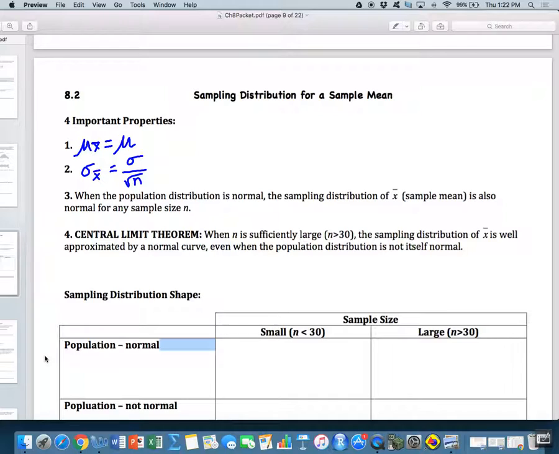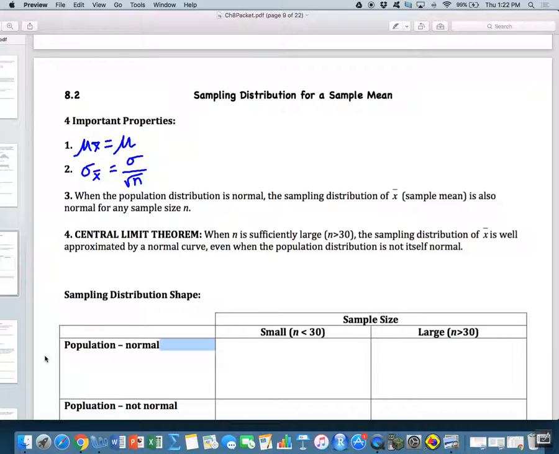Third one, if the population is normal, the sampling distribution is also normal, regardless of the sample size. Last one is the central limit theorem, which you guys already wrote down. If n is large, so greater than 30, the sampling distribution of x bar is approximated by a normal curve, regardless of what the population looks like.